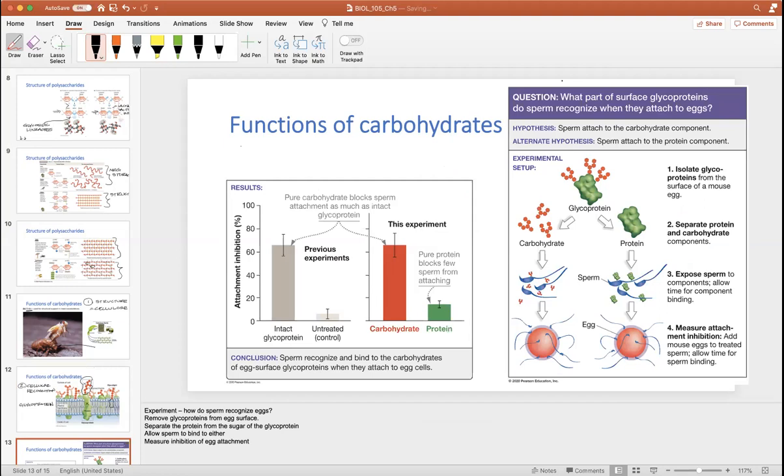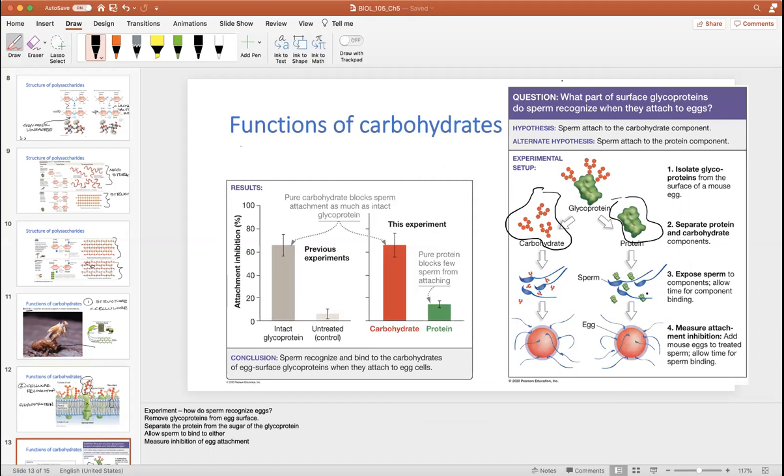So they performed a very clever experiment. They were able, through the magic of science, to disrupt this molecule and separate it into its component parts, where you have some carbohydrates over here, all by themselves, and then you have the proteins over here, all by themselves, so just this part. Then what they did is they mixed a bunch of sperm in a petri dish with each of these fractions, with just the carbohydrate or with just the protein, okay?